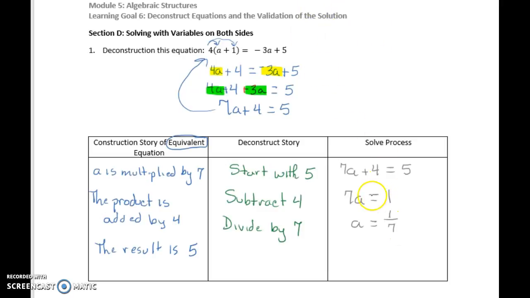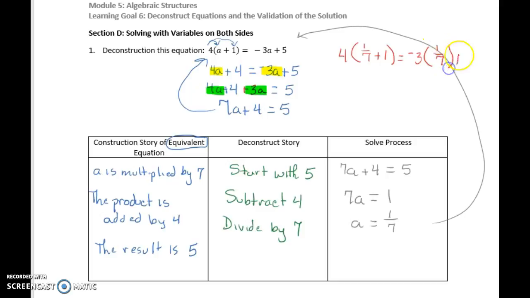And now we're going to check our work and make sure that this works for the original equation, not our simplified one or our equivalent one. We don't want to check here, we want to check here because we could have made some mistakes in these steps here. So let's plug in our 1/7 for our A's. 4 times 1/7 plus 1 equals -3 times 1/7 plus 5. And then, so we have 4 times 1/7 plus 1 would be 8/7.